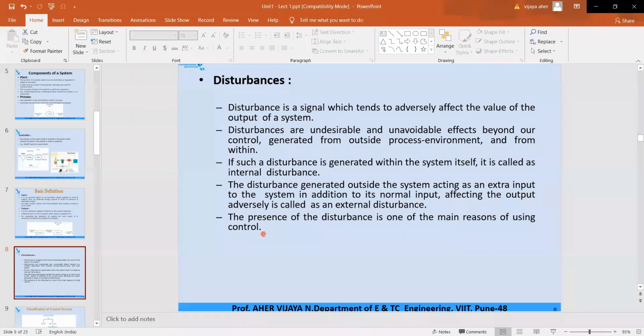Question may be asked for 1 mark or 2 marks. What is disturbance? What are the types of disturbance? Explain. So the presence of the disturbance is one of the main reasons of using controller.